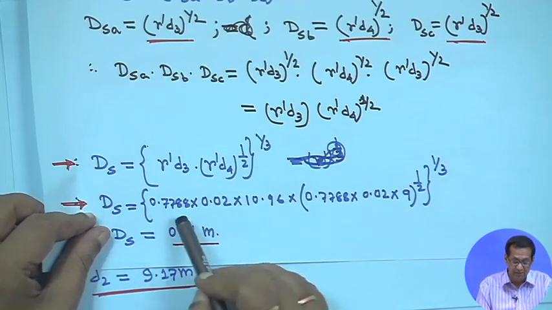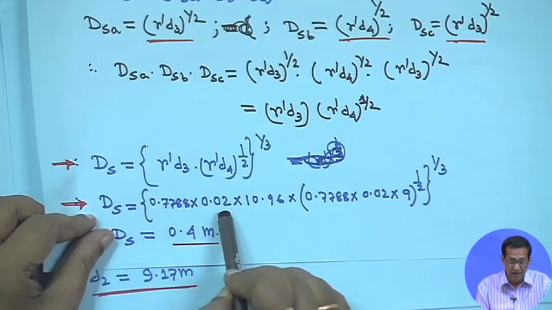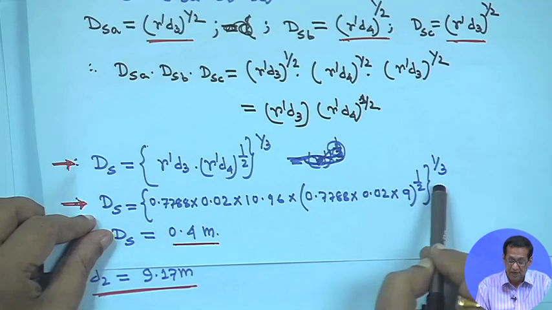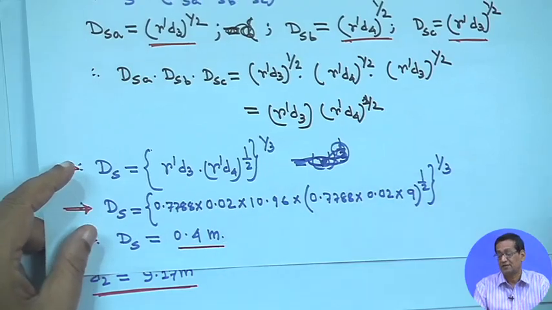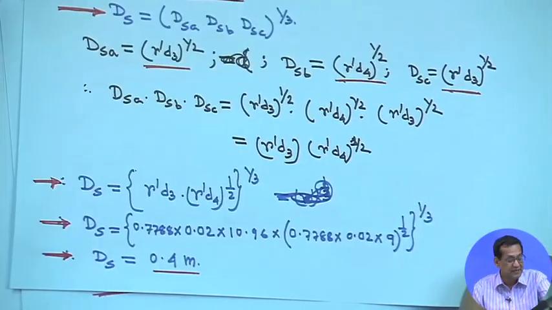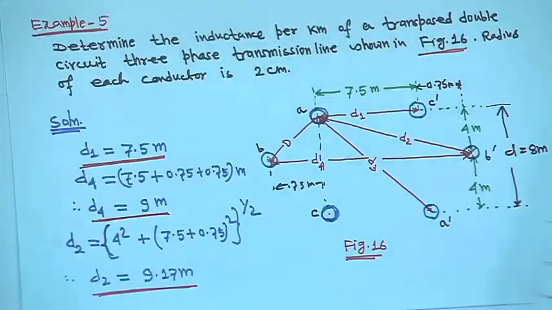Substitute all these values, R dash is 0.7788, R is 0.02, similarly here also, and simplify, you will get DS is equal to 0.4 meter, right. So, DEQ obtained, DS also you have obtained. Next is that formula directly used: the inductance per phase, L is equal to 0.4605 log DEQ upon DS millihenry per kilometer. DEQ 6.611 and DS 0.4. So, 0.56098 millihenry per kilometer. So, this is the answer, right.